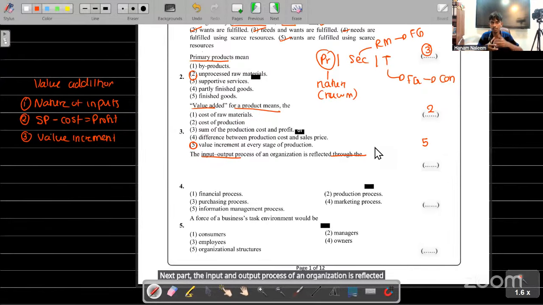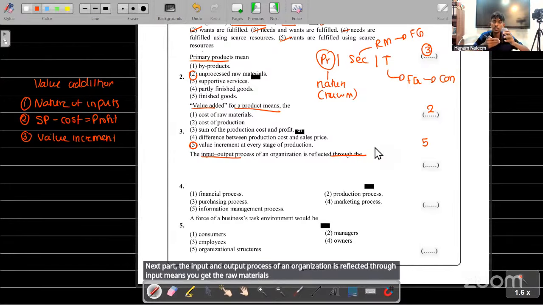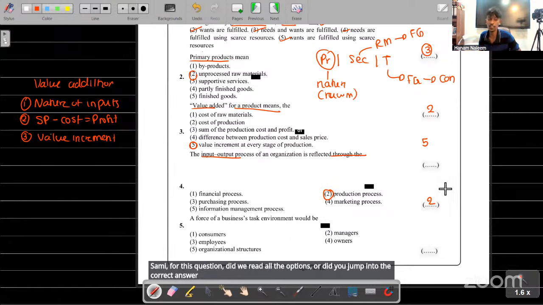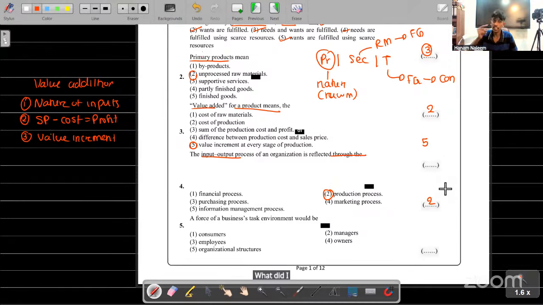Input means you get the raw materials. You convert those raw materials into a finished good. So in which business process do we do that? Yeah, simple. A direct question. Production process. For this question, did we read all the options or did you jump into the correct answer? Did you read each and every option or did you jump? You jumped into the correct answer.